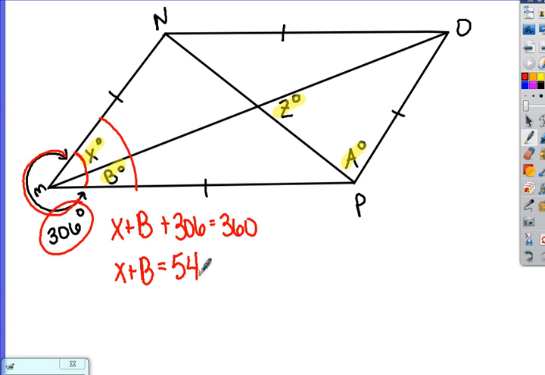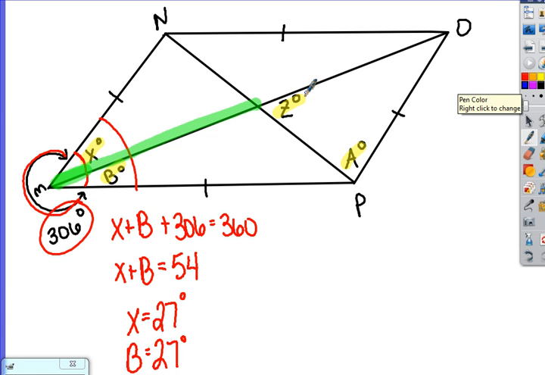Now, according to rhombus proof number 3, the diagonals of a rhombus bisect the angles of a rhombus. So this diagonal here, coming through B and X, bisects this angle. It splits this angle in half. So X and B are going to be the same thing. They're going to be half of 54. Half of 54 is 27. So X equals 27, and B also equals 27.